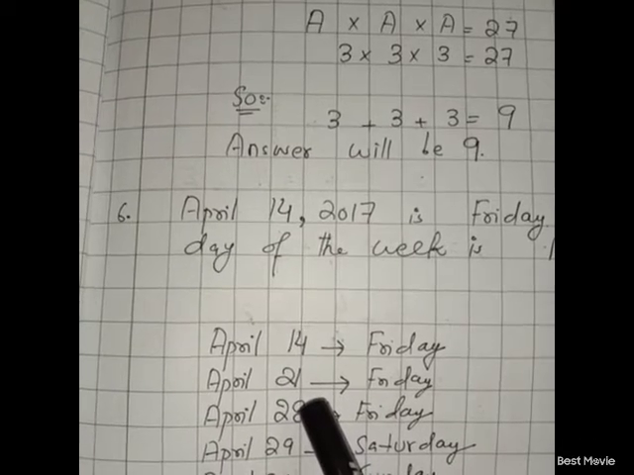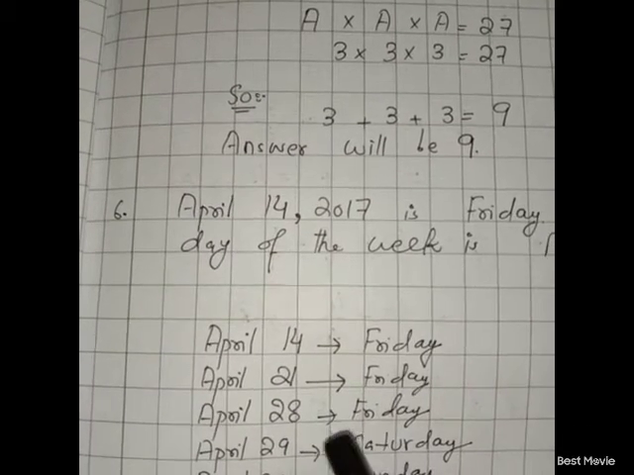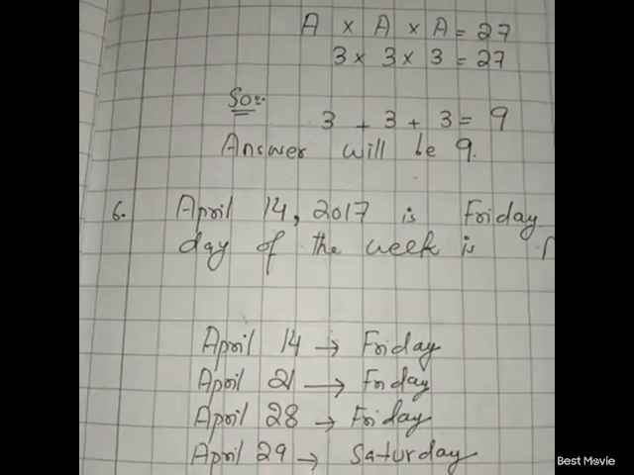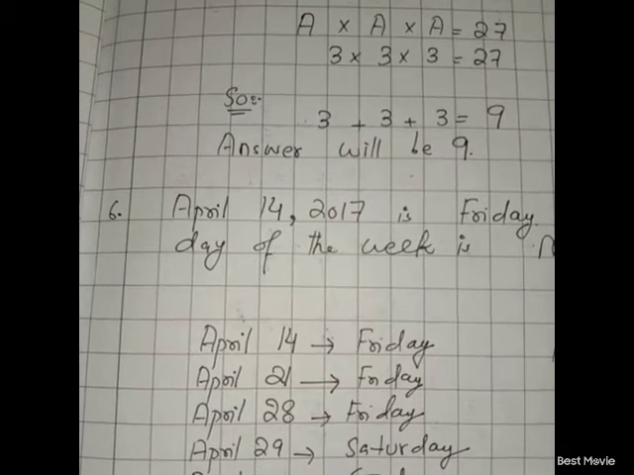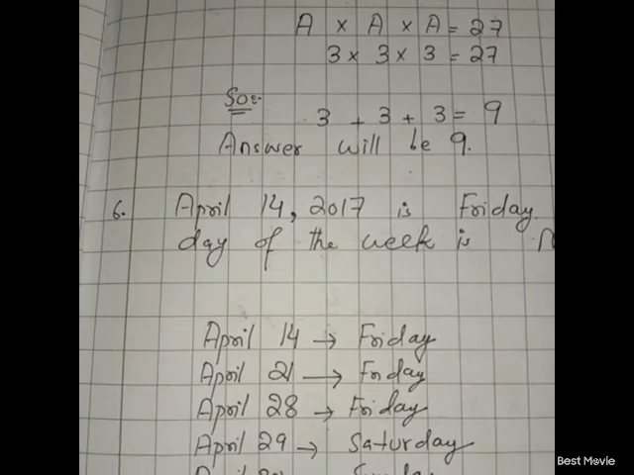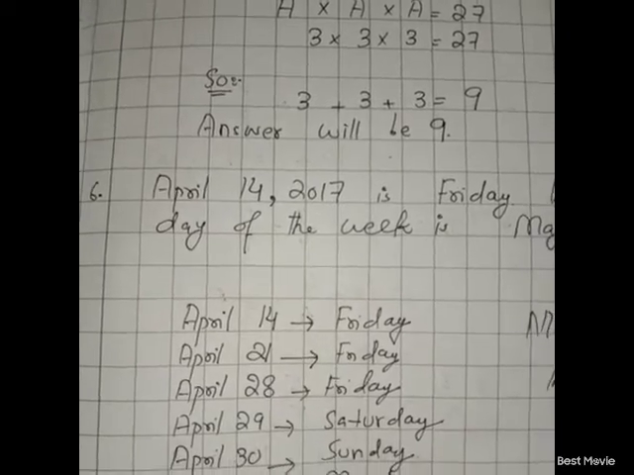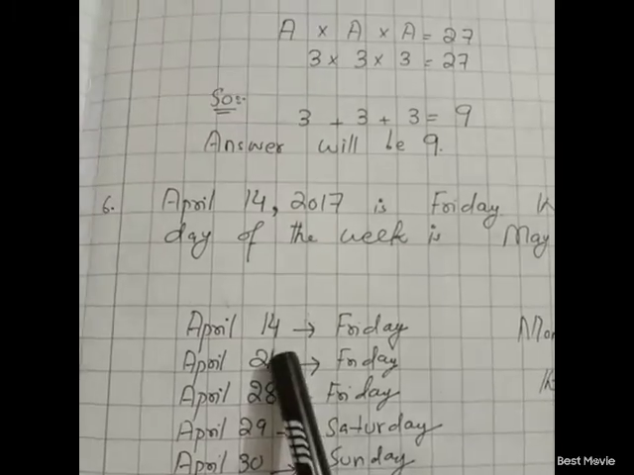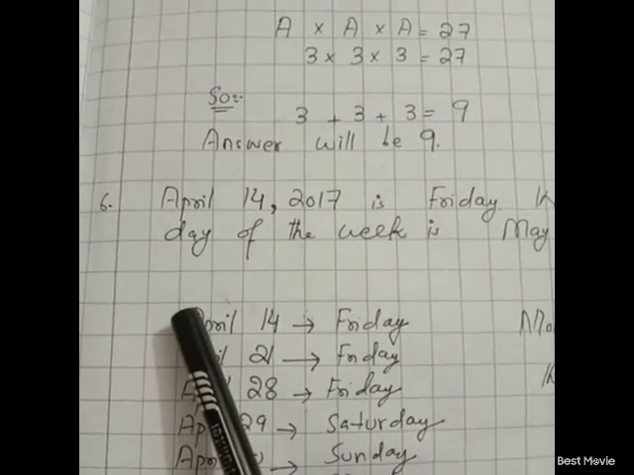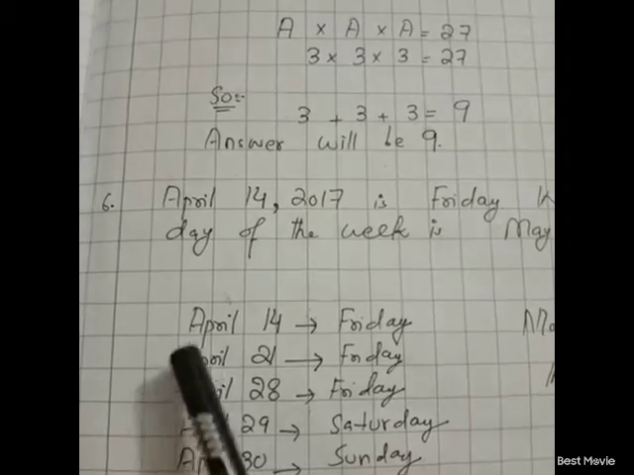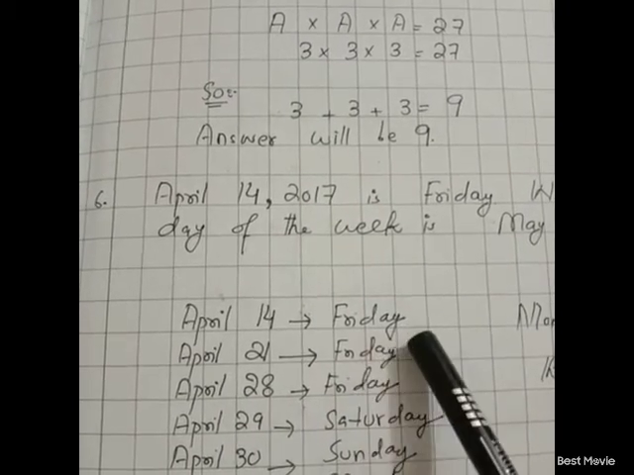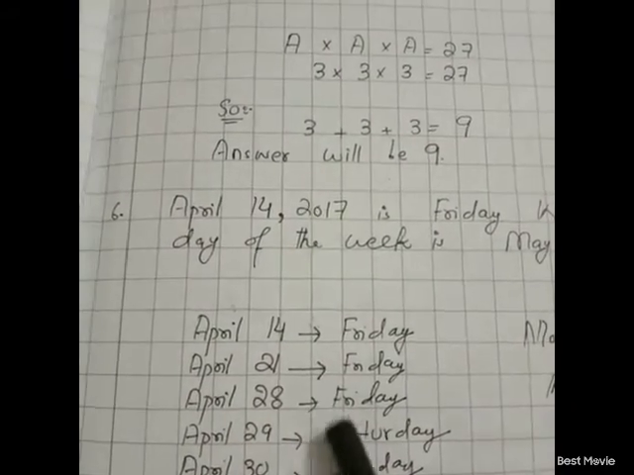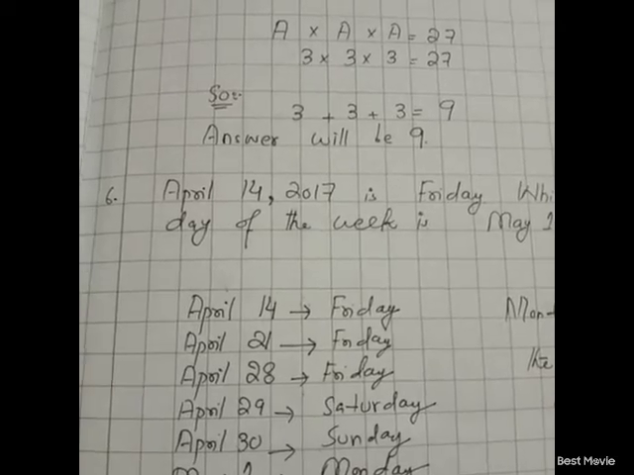After April 28 there will be April 29, which will be Saturday. Then April 30 will be Sunday, because April has 30 days. After this there will be 1st May, which will be Monday. So the correct answer will be Monday. Basically, in this type of question we have to add 7 days, and 7 days later will be the same day, like Friday, again Friday. Then we have to see the relevant date related to them. In this way our answer is Monday.